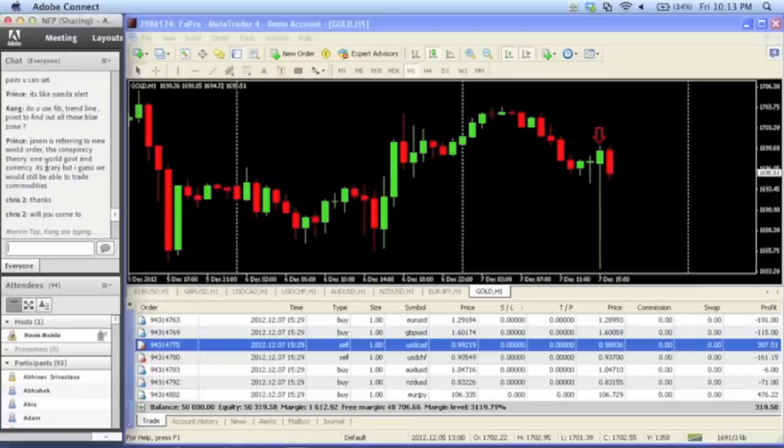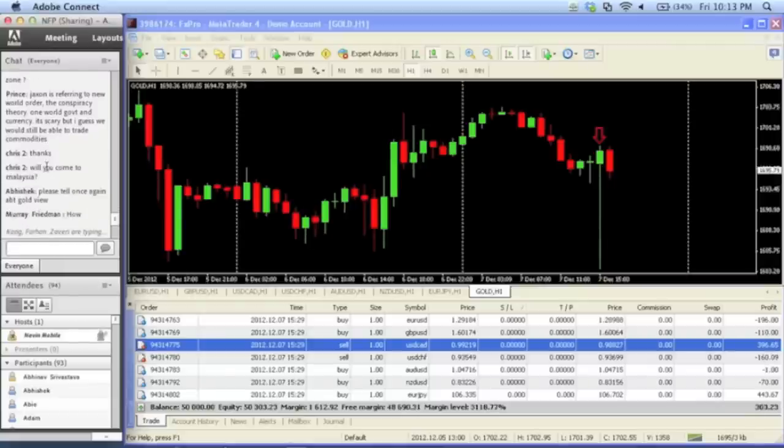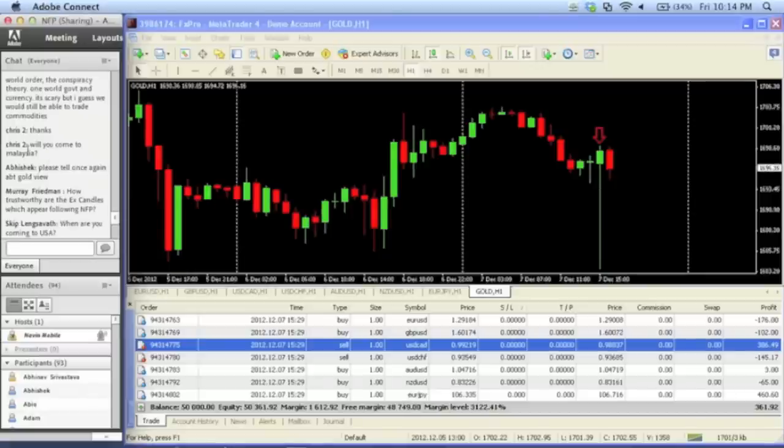Prince: Jackson is referring to New World Order, the conspiracy theory, one world government and currency. It's scary, but I guess we would still be able to trade commodities. Yeah, whatever you learn in how we trade can be applied anywhere, because it's based on price action. It's based on how the market flows. So not to worry about that. One world currency and all that stuff is a little bit dangerous as of now, and nobody's going to let go of the power. That's how people are, as far as I see it. So that's going to be a problem.